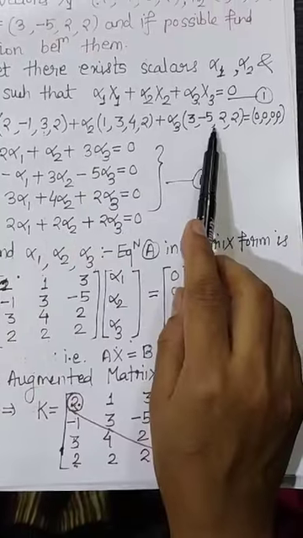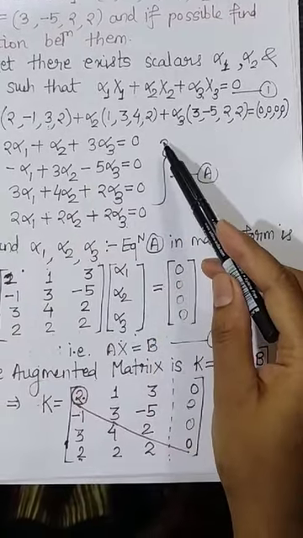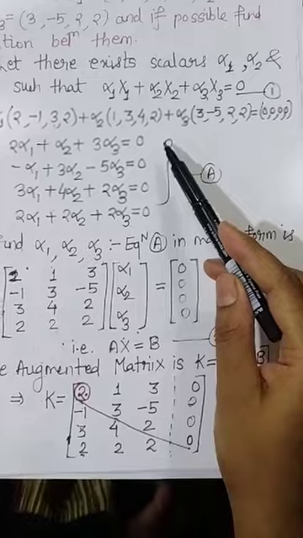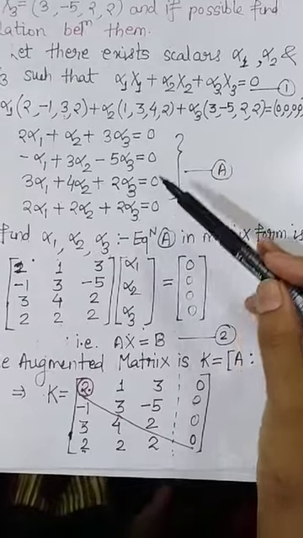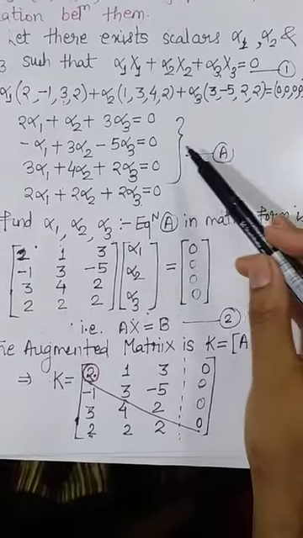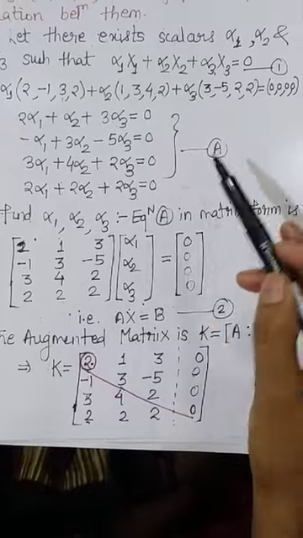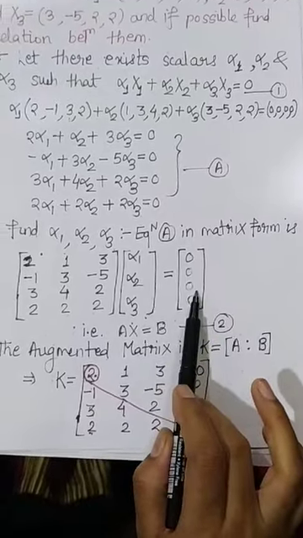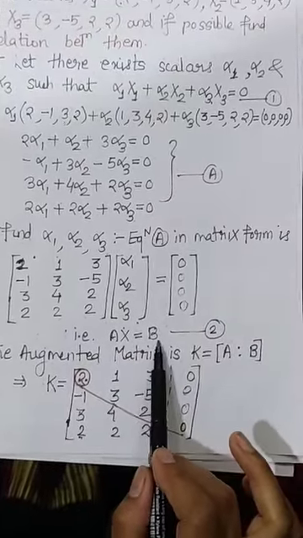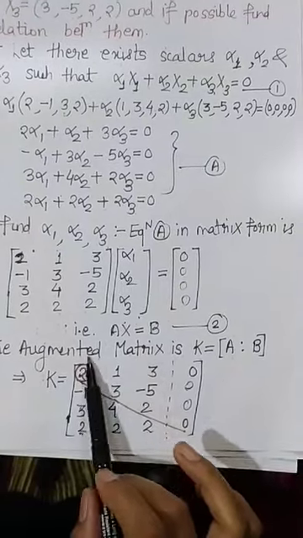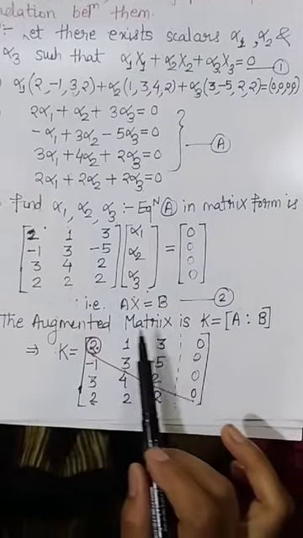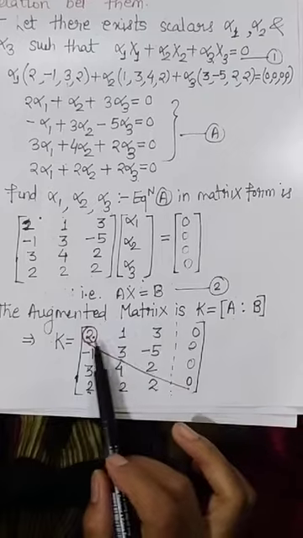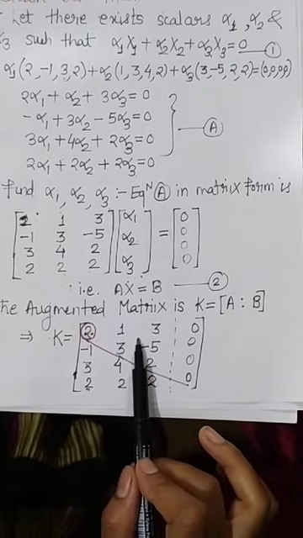We'll form the system of equations as per the procedure which I have mentioned in the earlier example. So we get equation A. Now we'll write the equation in matrix form, which is AX equal to B. Then we will form the augmented matrix. Our next aim is to convert this augmented matrix into an upper triangular matrix.